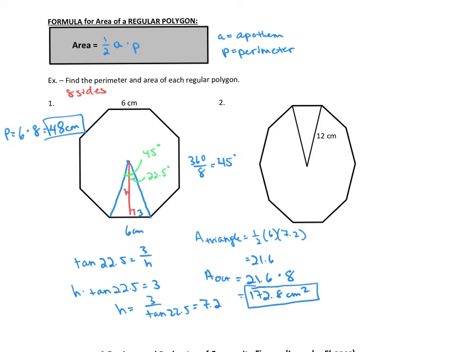If we had wanted to use the formula, then we would say 0.5 times the apothem of 7.2 times the perimeter of 48. When you type that into the calculator, you get exactly the same answer. All right, I'm going to add one more slide so that we can look at example number 2.